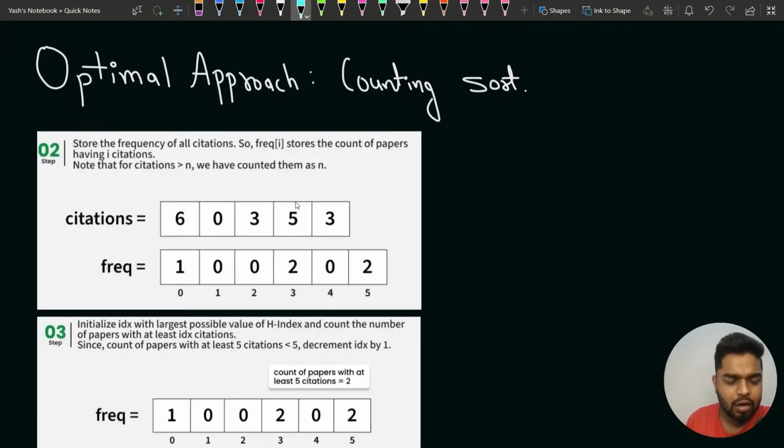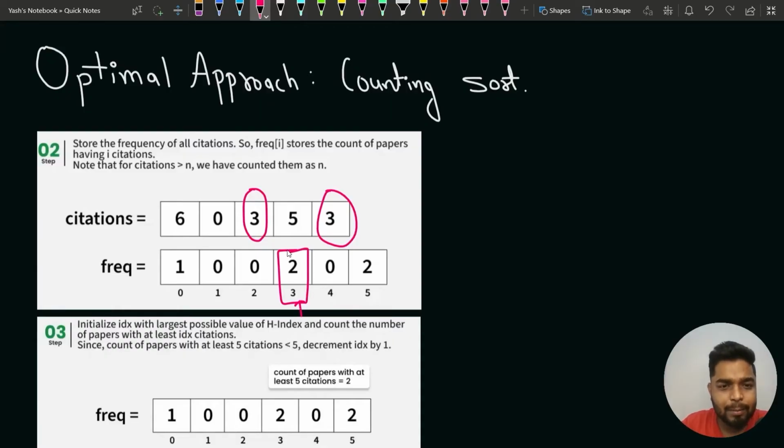By using the concept of count sort, we'll be counting. We'll store the frequency of all the citations. Now if you see in the citation array, we have got 3 two times. So at the third index we have updated the frequency as 2 here. Why did we do that? Because the frequency of 3 is equal to 2. If we have the value 2 in the frequency array, what does that indicate? That there are two papers which have been cited 3 times. That is what it indicates.